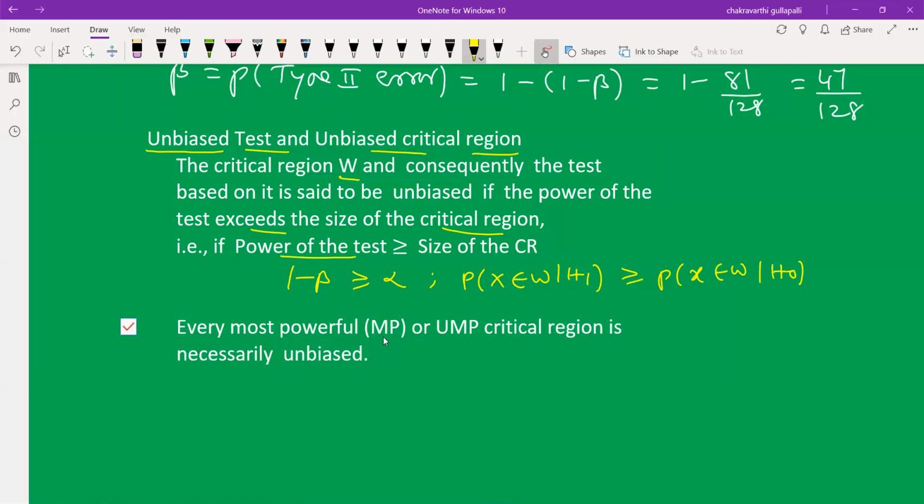Every most powerful or uniformly most powerful, already explained. This is simple to simple case, simple to composite case. So the difference of the MP and UMP is simple to simple, and simple to composite. Simple to composite is advanced studies here. Every most powerful or uniformly most powerful critical region is necessarily unbiased. Corresponding W's must be unbiased tests. So this is testing of hypothesis, topics are completed. So next go to the level 1, level 2 problems of this testing of hypothesis.